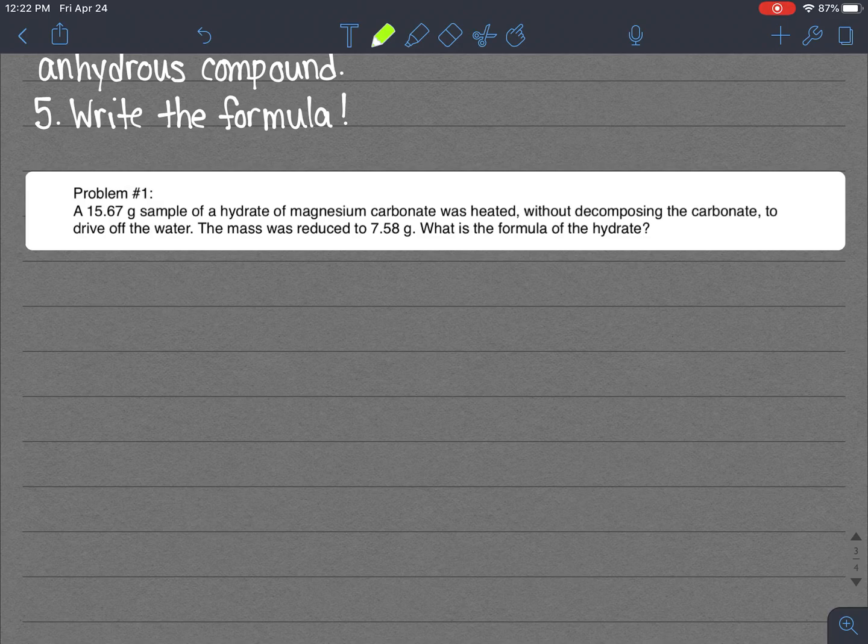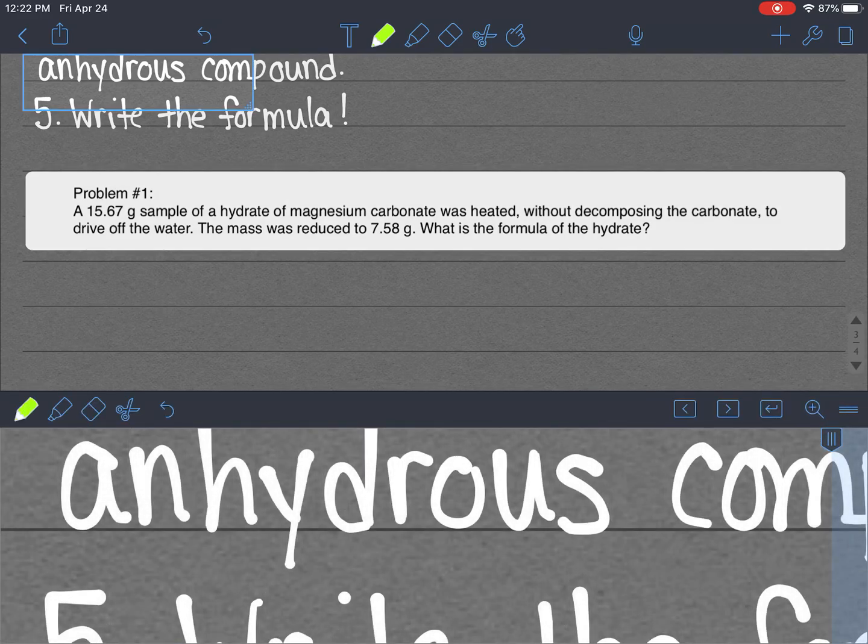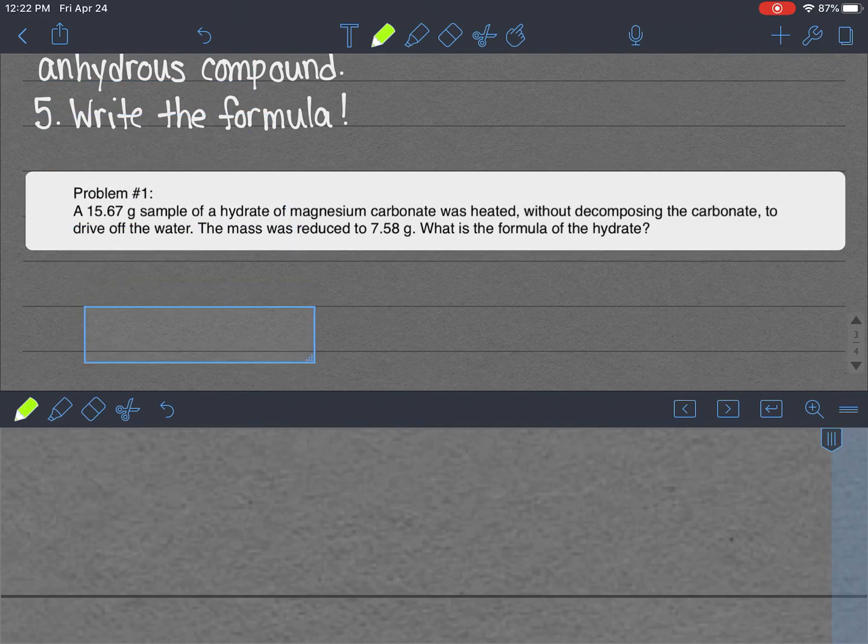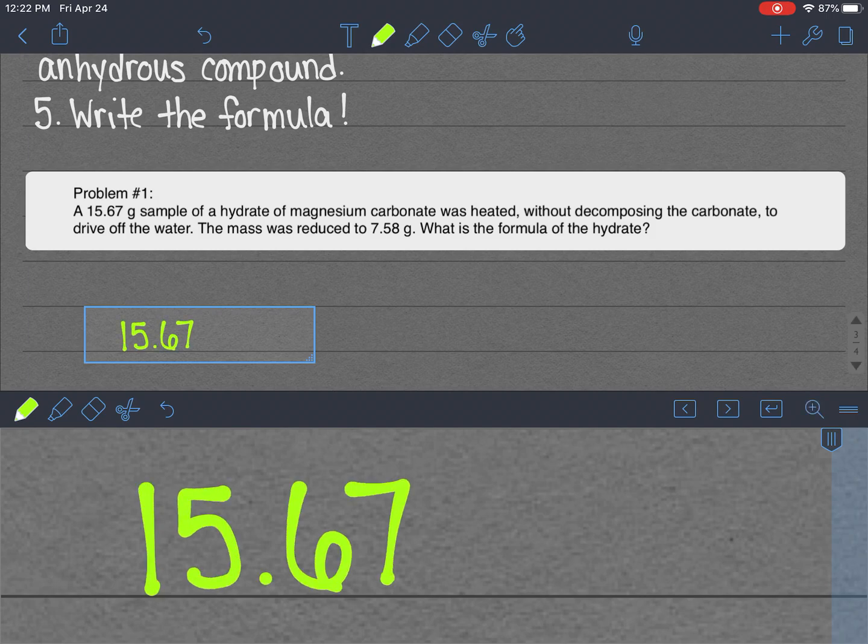All right, going back to this problem, the mass was found to be reduced to 7.58 grams, and what is the formula of the hydrate? Here's where we're going to jump in and do a little bit of math. The first thing we need to do is determine how much water was lost. So we'll just take 15.67 minus 7.58.